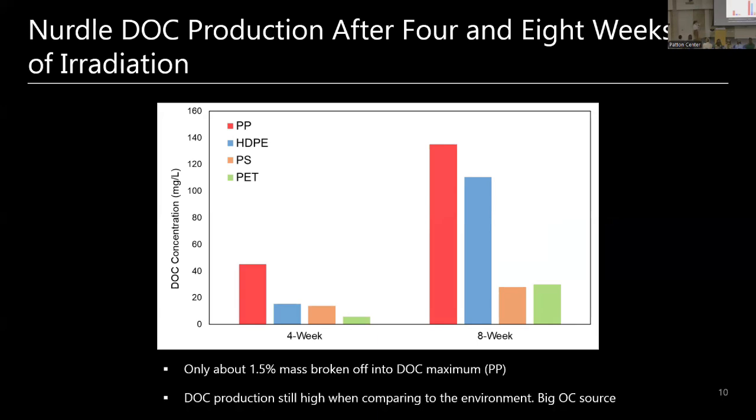So this looks like a lot of DOC, and it is in the context of the DOC in the ocean, because those concentrations are relatively low, and this means that this plastic is providing a lot of organic carbon to the ocean once it is fully degraded like this. But it is still only about 1.5% of the mass of the nurdles that we irradiated, which means it's going to take a very long time for these plastics to be broken down. Hundreds of years. I think I calculated like 400 for 1 gram of these nurdles.